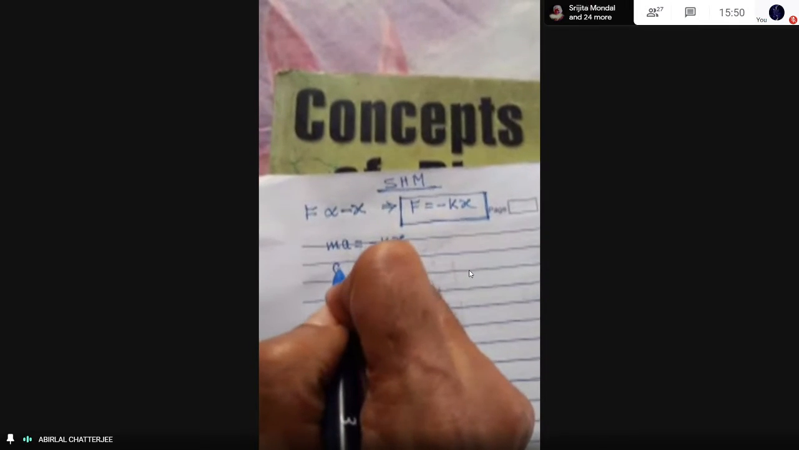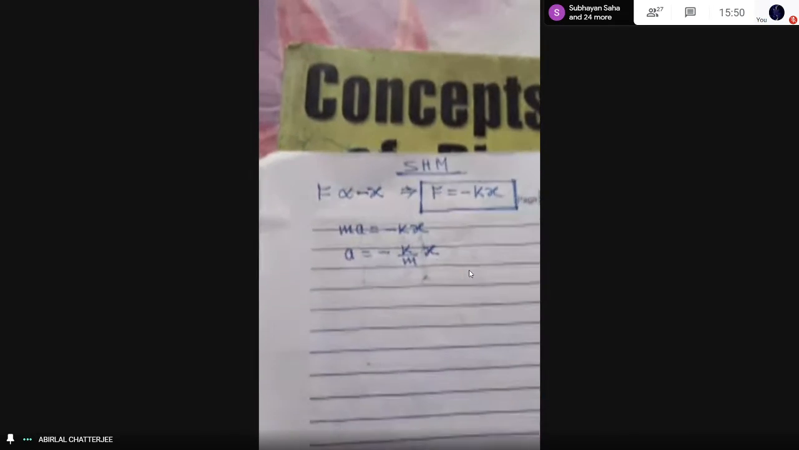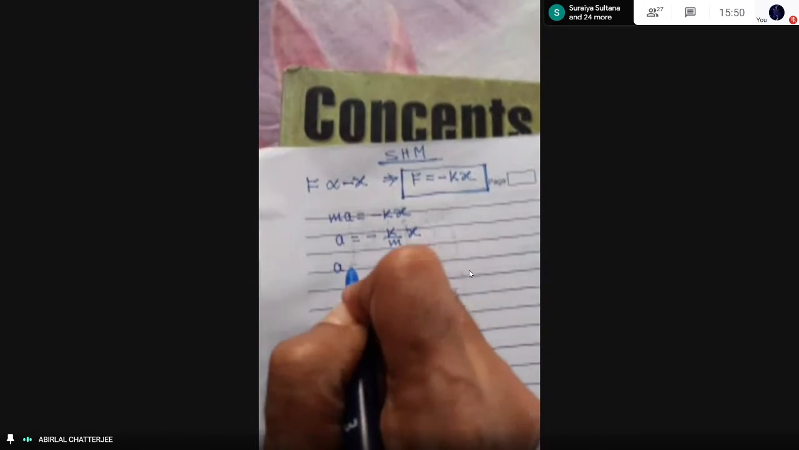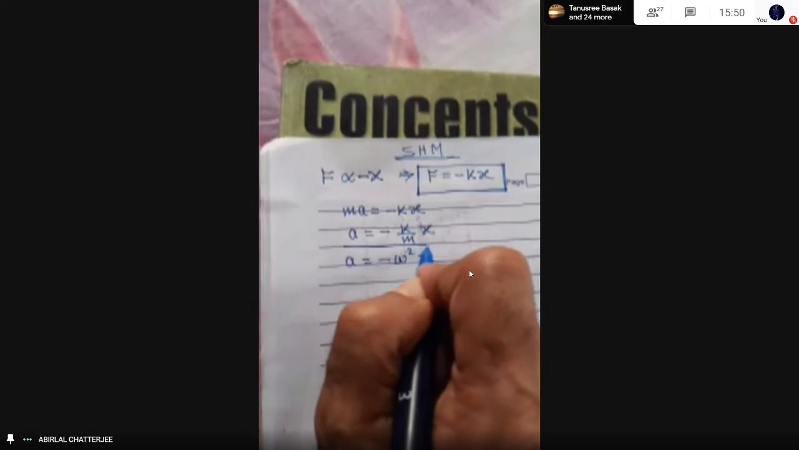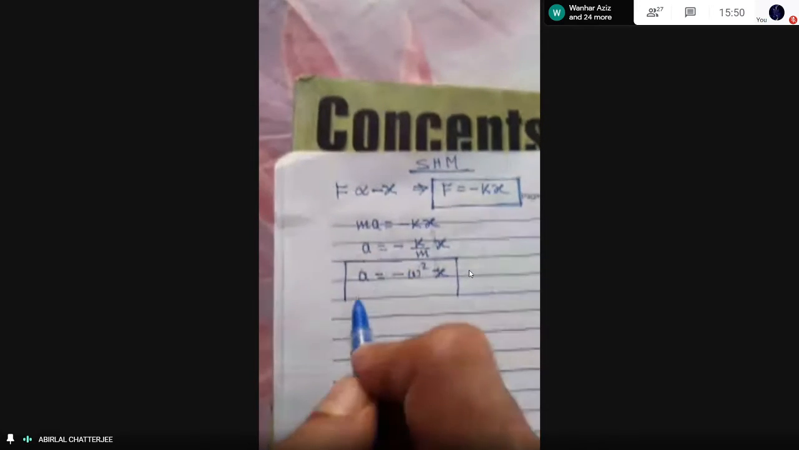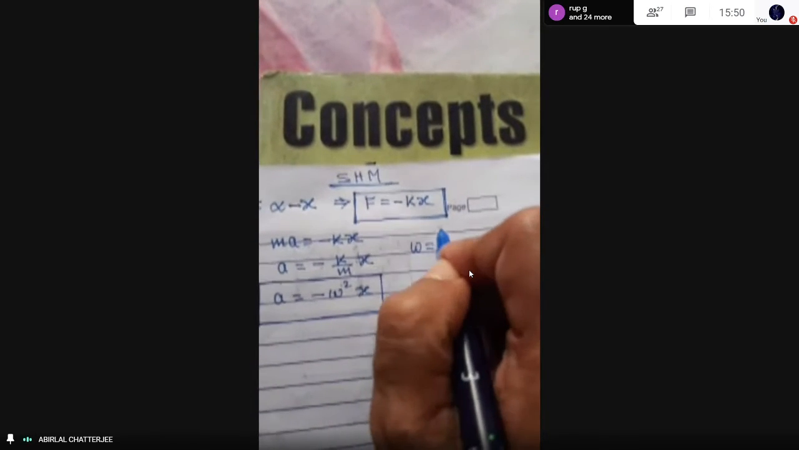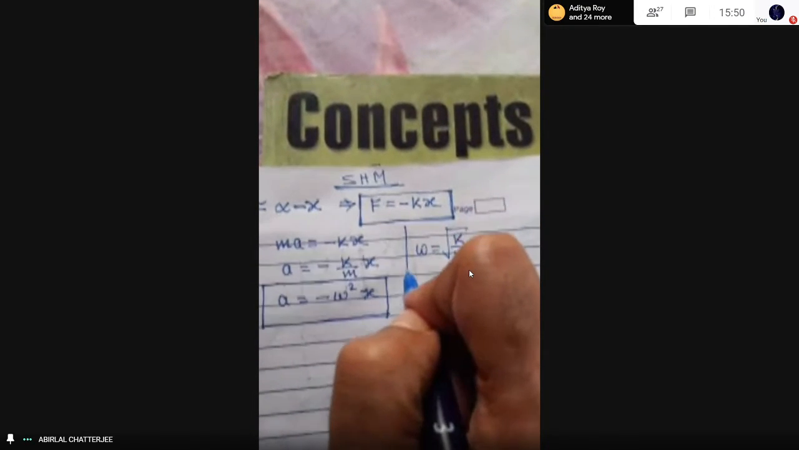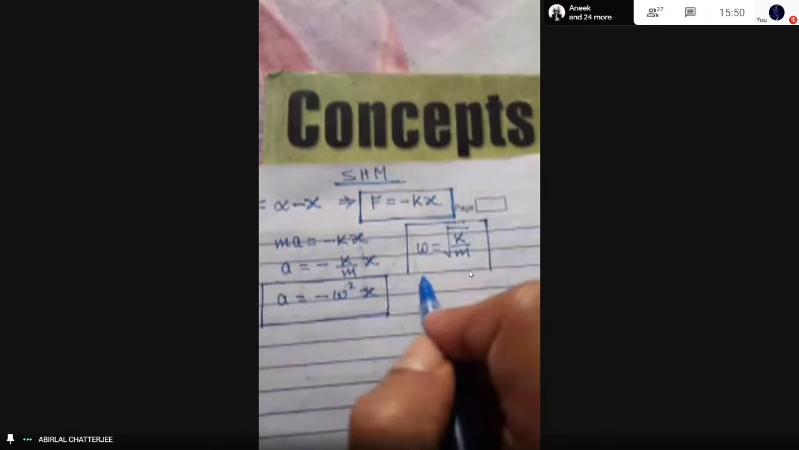So a equals minus k by m into x. k is constant, m is constant, k by m is also constant, that we are denoting as omega square. Omega is the angular velocity. Later on you will learn why we have taken it as omega square. So that means omega equals root over of k by m.